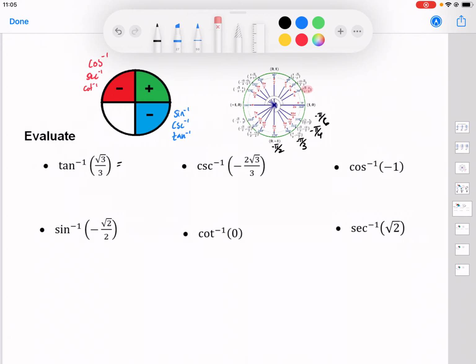So we've got a few more we can go ahead and do. We've got, well, a lot more actually. So tangent inverse, we're going to do that one. So it's square root of 3 over 3, so it's a positive number, which means we're going to be first quadrant.